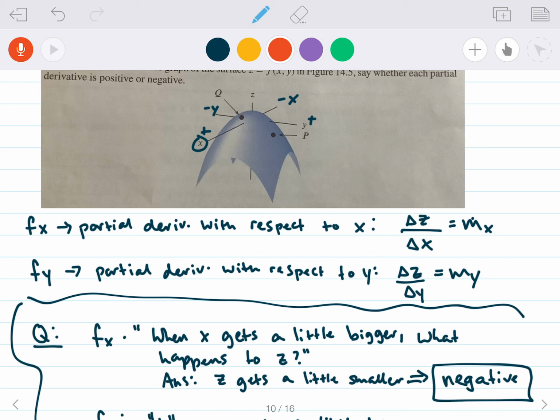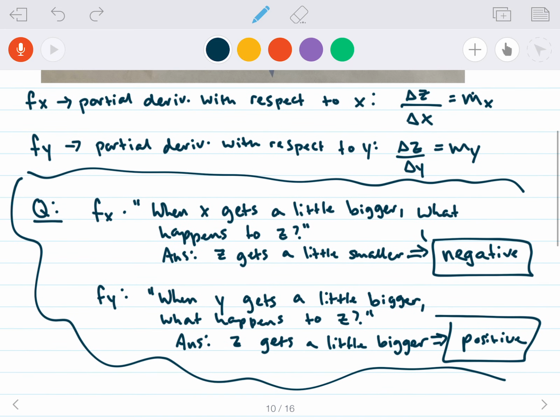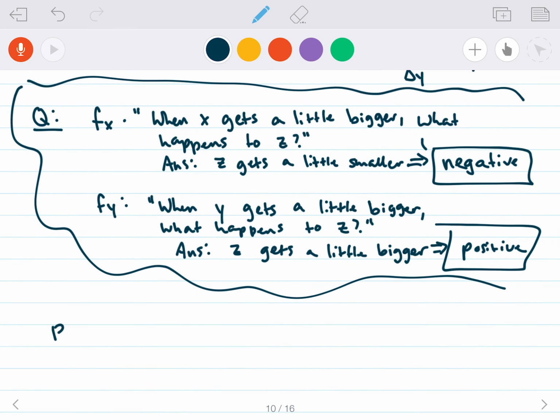So first with x, when x moves a little bit positive, if we start at P and we move a little bit in the positive x direction, what is happening to z? Are we moving up the object or down the object? Well, it looks like we're moving down the object, because I started here at P and then I ended here, and that looks lower than where we started. So our answer here for P is that the partial with respect to x is negative, because as x increases, z decreases.